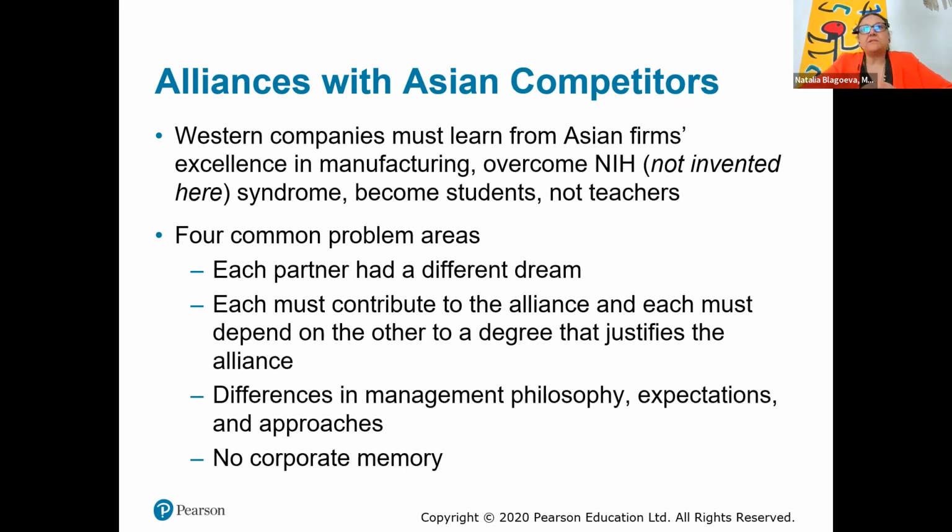Now, specifically here, we're giving some ideas of what has happened in alliances with Asian competitors. One of the things we've learned over the years is that Western companies cannot come into Asia and just have a superiority attitude. Actually, they have to learn from Asian firms' excellence in manufacturing and overcome the not-invented-here syndrome.